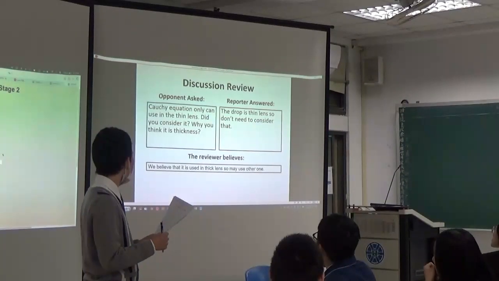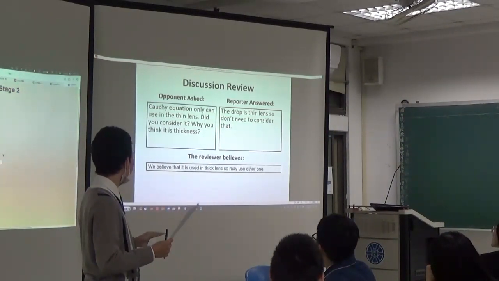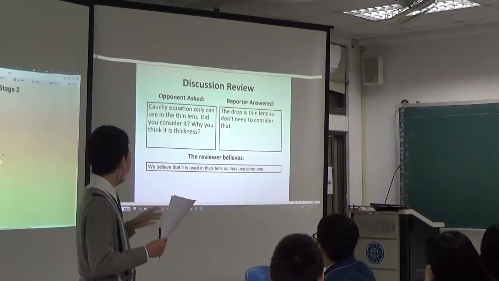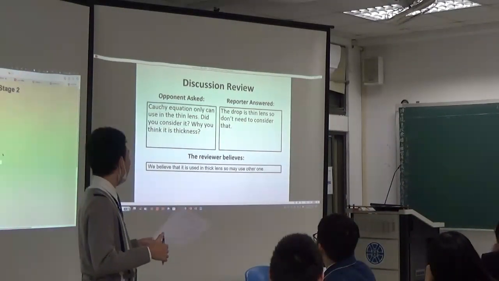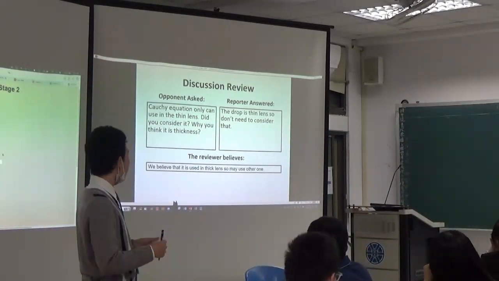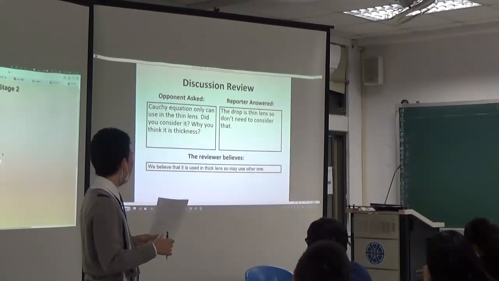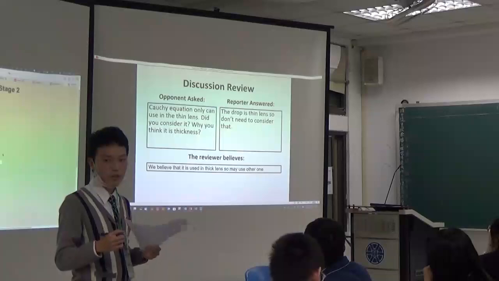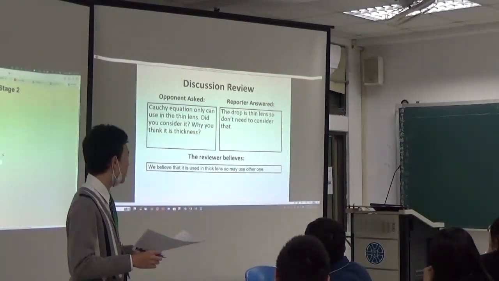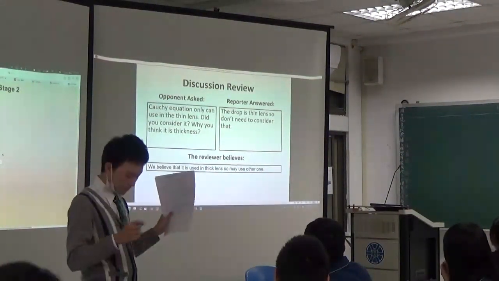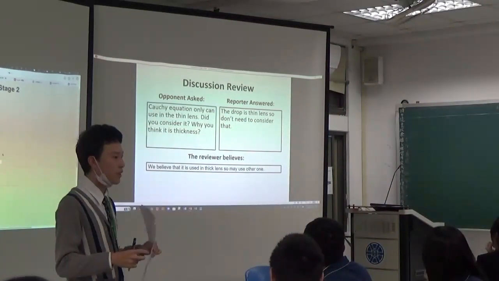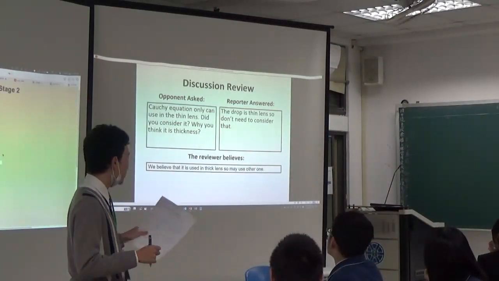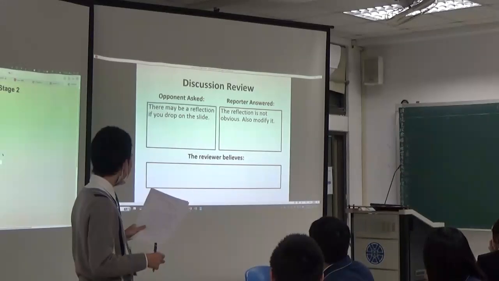The opponent asked whether the equation is only used for thin lenses, and whether they considered that and why they think it's a thin lens. The reporter answered that the drop is a thin lens, so they don't need to consider that. But we believe that the lens equation they use is for a thick lens, so we think they need to do some more modification so it could be used in this scenario.